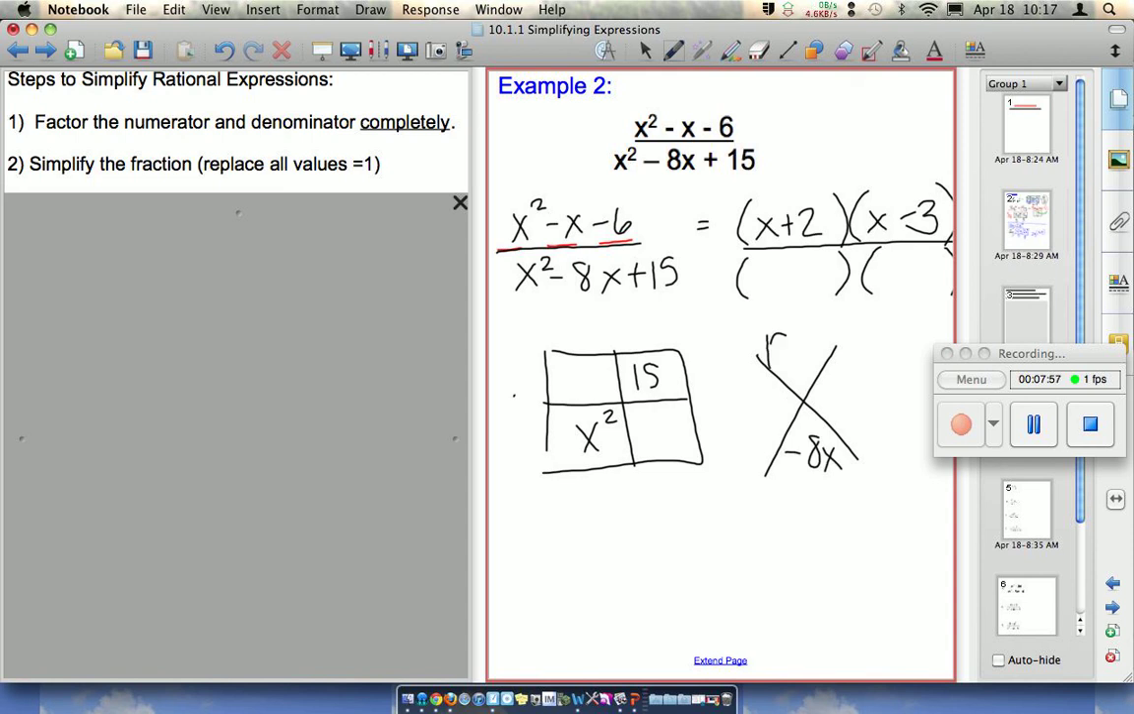So we need to multiply to 15x squared and add to negative 8. So that means both the answers are negative because it multiplies to positive but adds to negative. And it must be negative 5 and negative 3. Because that multiplies to positive and adds to negative. So I'm going to put that in my generic rectangle. And then I'm going to fill in the outside. And now I'm going to add that back to my fraction.